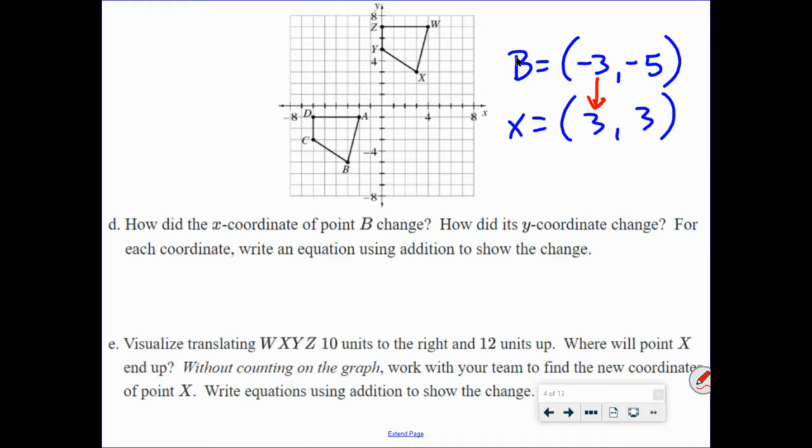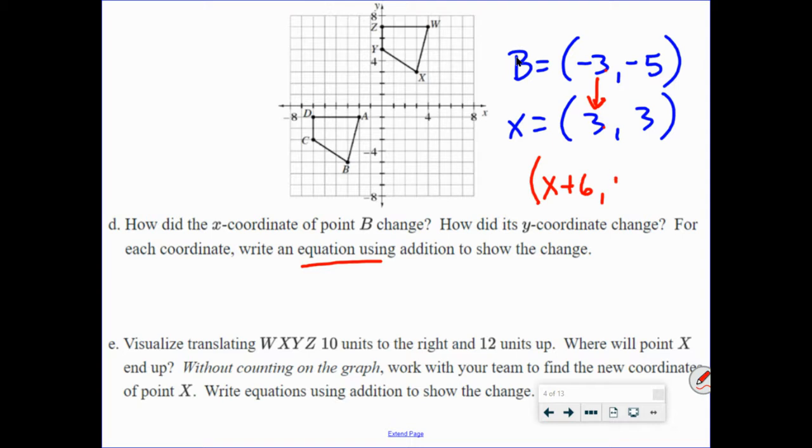So it says here, write an equation using addition to show the change. So actually what I'm looking for you to do here is say, I did x plus 6, right? -3 to +3 is adding 6. So x plus 6. Got it?